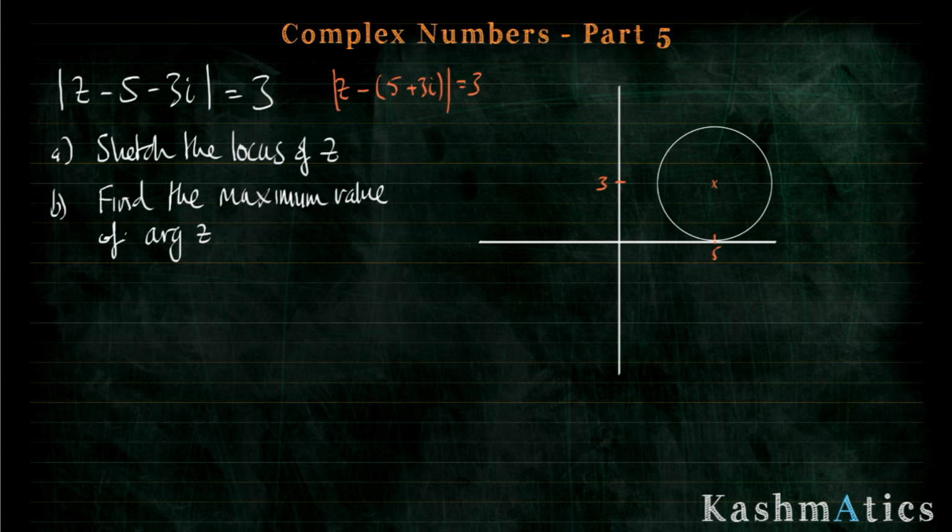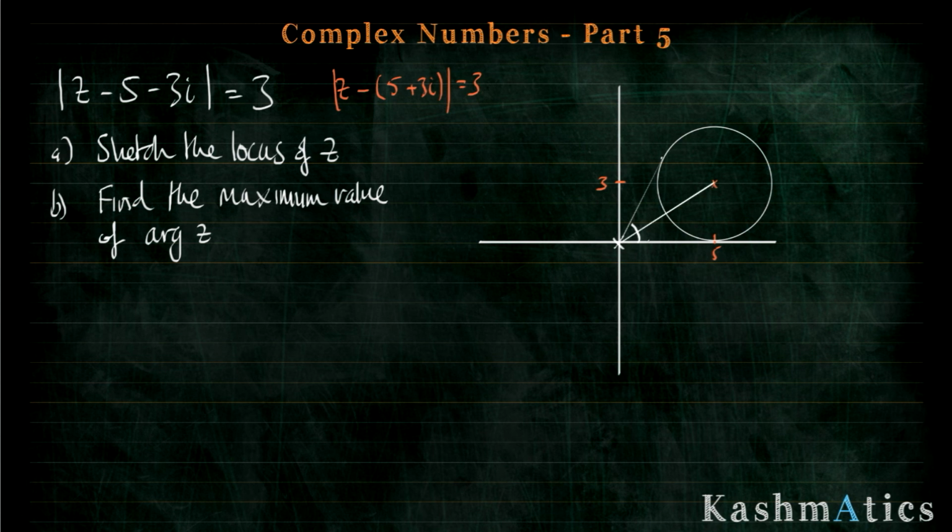Then the next bit is find the maximum value of arg z. Now remember, z is always measured from here. Any complex number z starts off at the origin. So what it's asking me to do is find a point such that the angle from the origin to the circle is as big as can be, and that's going to be when it hits the circle here. So this is the biggest argument. Any bigger than that and you won't touch the circle, any smaller than that and it's not the biggest one. So I can use one of my circle theorems.